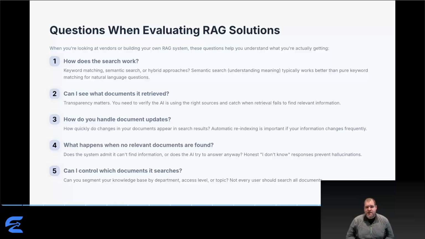Third, how do you handle document updates? If your information changes weekly, you need automatic reindexing. Some systems require manual re-uploading, which defeats this purpose. Fourth, what happens when no relevant documents are found? Does the system admit it can't find information, or does the AI try to answer anyway? Honest, I don't know responses prevent hallucinations and build trust. And fifth, can I control which document it searches? You might need to segment by department, access level, or topic. Not every user should search all documents for security or relevance reasons. These questions separate good implementations from problematic ones.